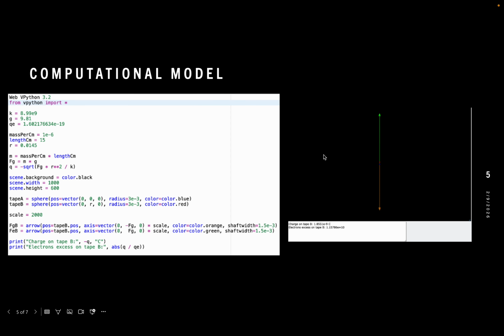My computational model is seen right here in Python. I have all my starting metrics here, and then plug them in as I described before within Python, and then visualize it with vectors. Seeing here there are two different charges, and I can model the vectors on the top charge. And here are the values in the experiment as well.